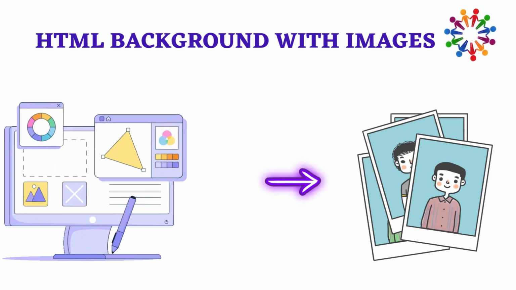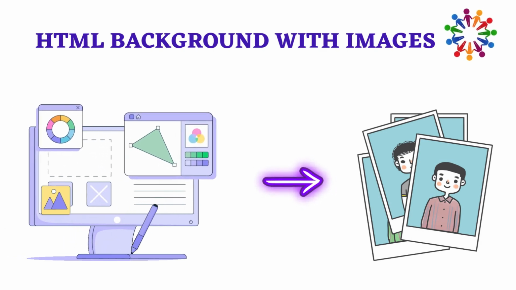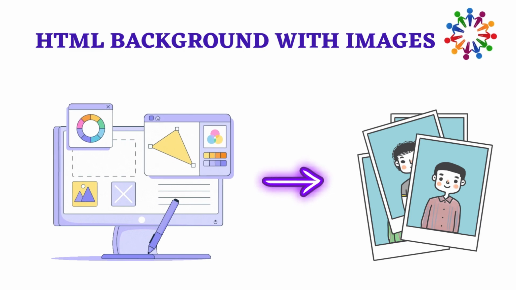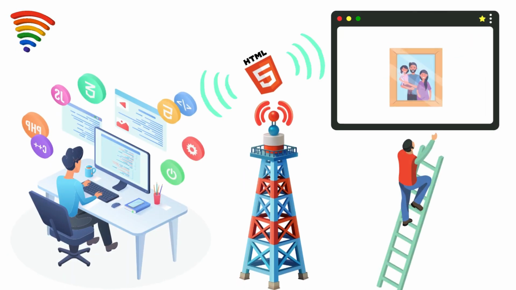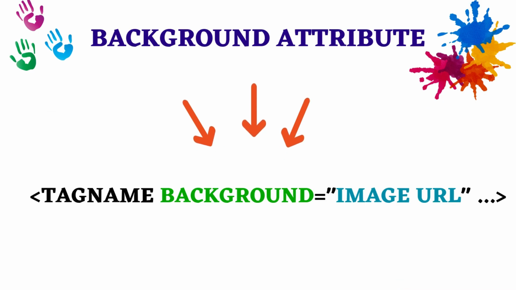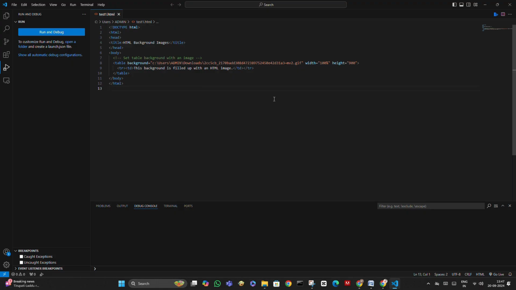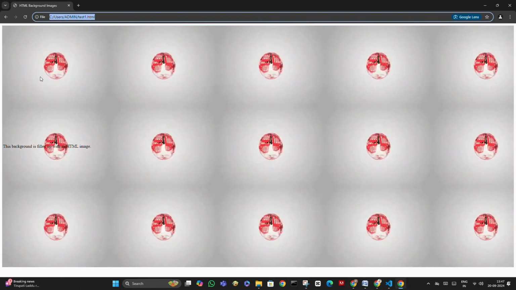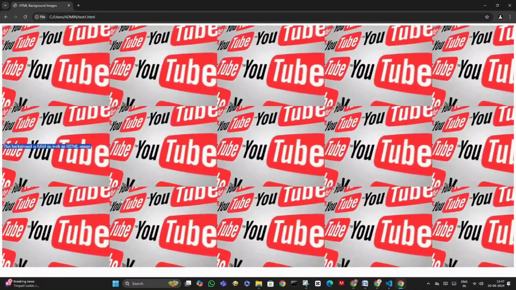Now that we've covered backgrounds with colors, let's move on to HTML background with images. You can also set the background of an HTML element using an image. The background attribute is used to specify the image URL for the background. Here's the syntax. Here's an example where we set an image as the background for a table. In this example, the table's background is set to an image called html.gif. The image fills the background of the table element. And here's what it looks like. The table background is filled with an HTML image.